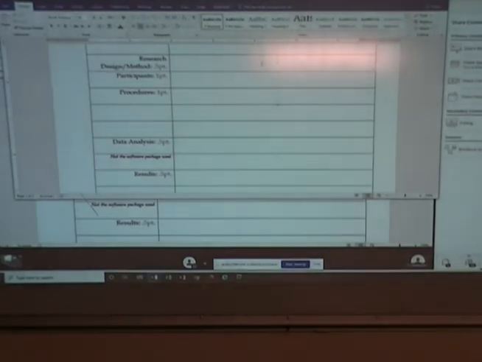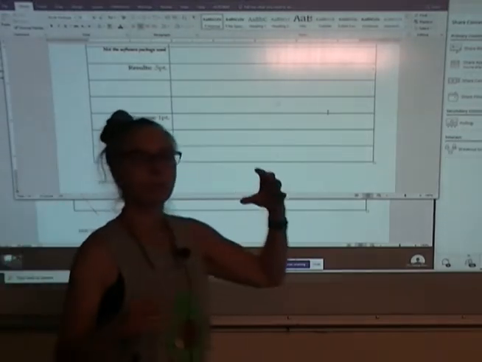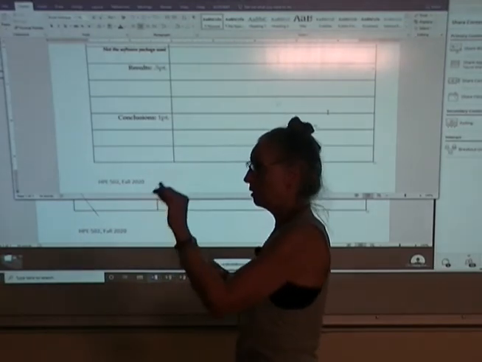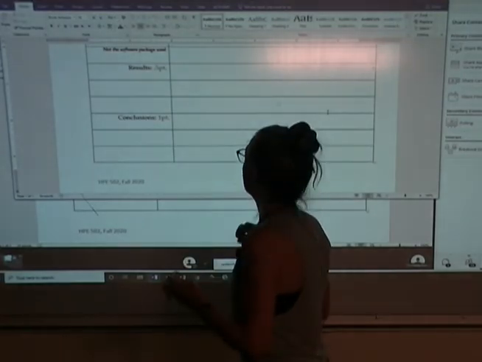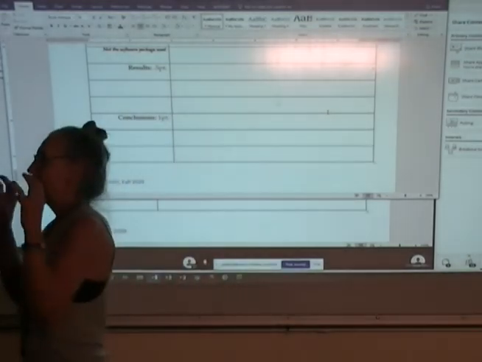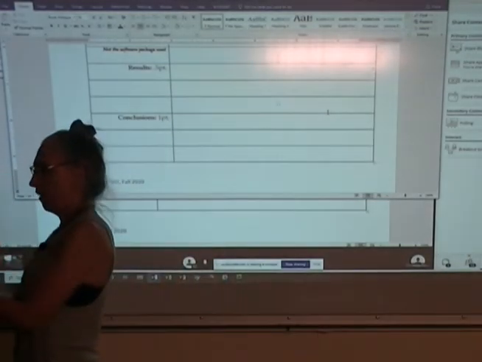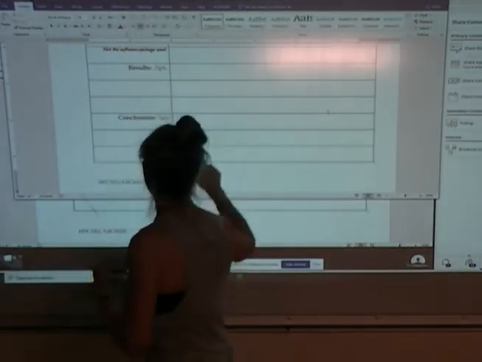Okay? After the results, you have the conclusion. All right? And as with the purpose statement, you're looking for the conclusion sentence given by the authors in the paper. All right? You should be able to find one sentence that states what they think they found in relation to the purpose. Okay?